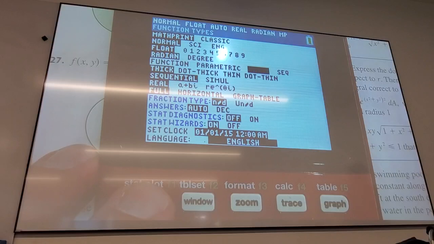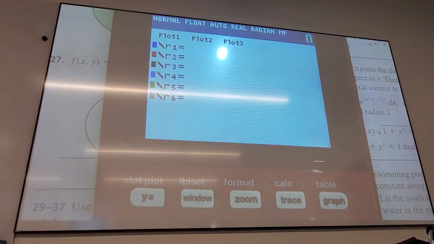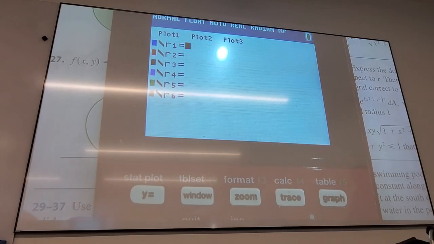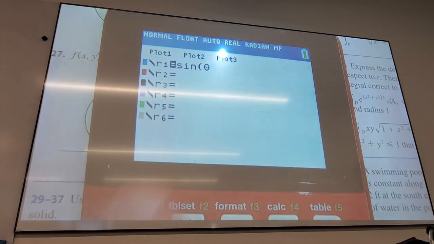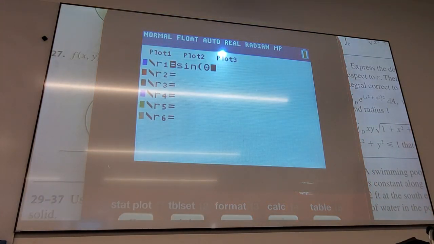Now when you go to y equals, you're going to have an r prompt, yes? So if I put r equals sine theta, when I hit the x button, it's not going to be x now. This is my multi-purpose variable button. Now it's theta. Look at that. It costs enough money, might as well be able to draw a theta.